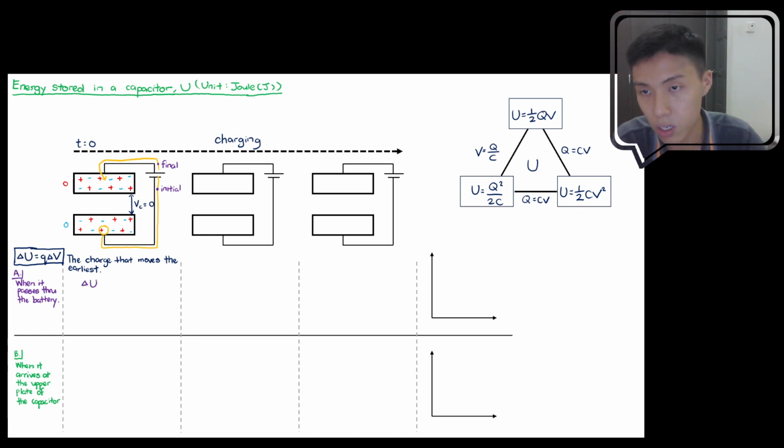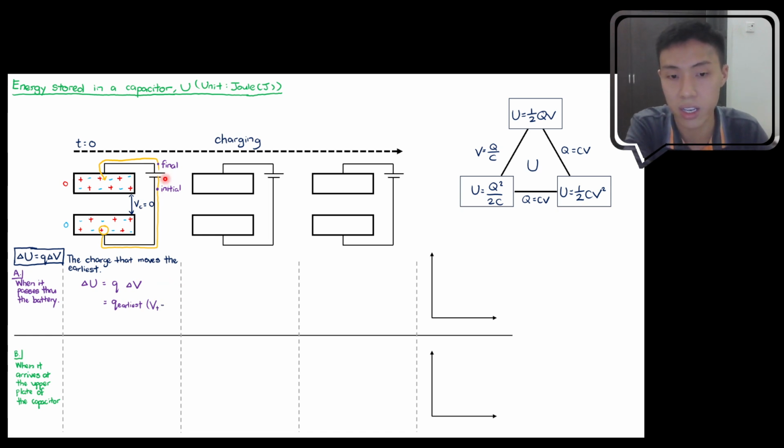So delta U equals Q delta V. I'm focusing on the charge that is moving the earliest, therefore I'm going to change the symbol Q to become Q first, or Q earliest. Then I have my delta V, which is from initial to final. Final here is the positive terminal, minus the initial, which was here, the negative terminal. So I'm going to write V plus minus V minus.